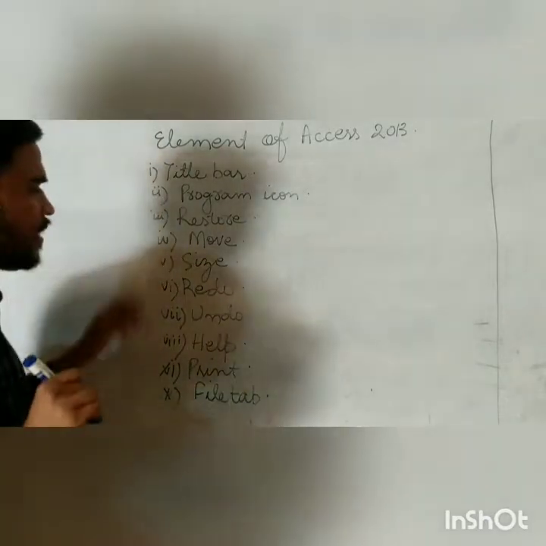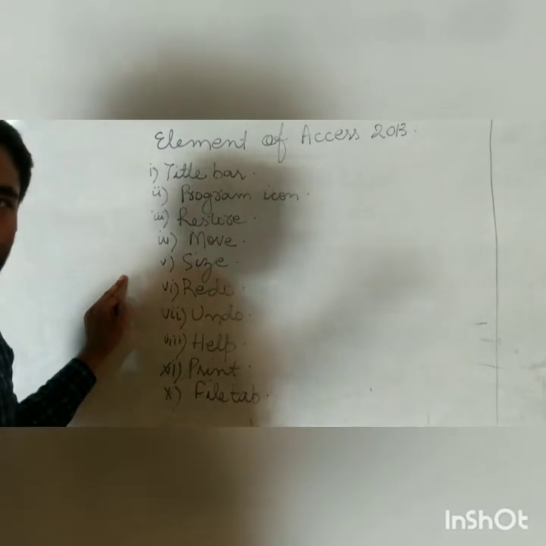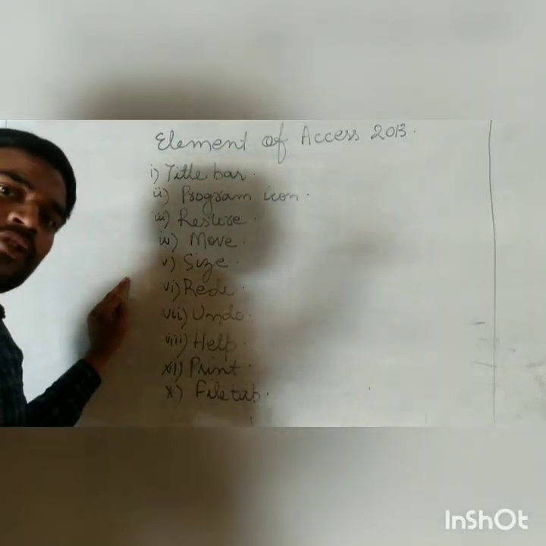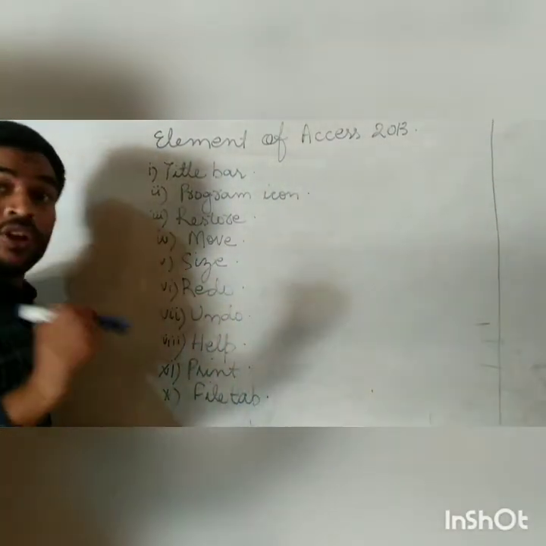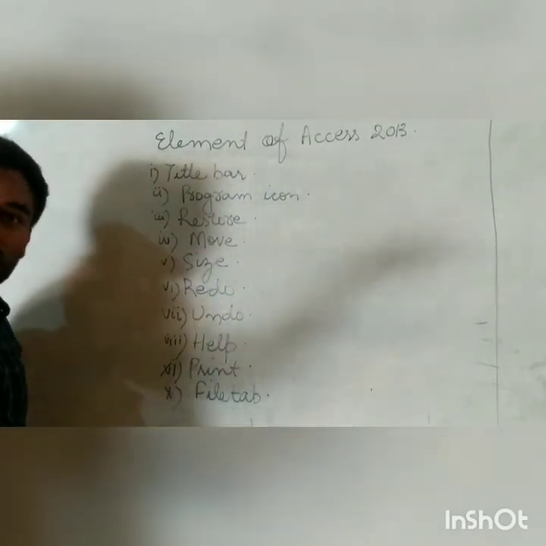Number 5 is size. You can maintain the size according to your data. If you want 2 columns and 2 rows, you can maintain it 2 by 2, and if you want to maintain columns and rows of 100 by 100, you can maintain 100 by 100.